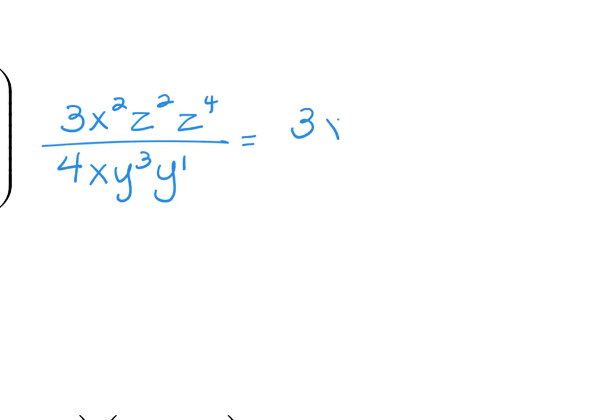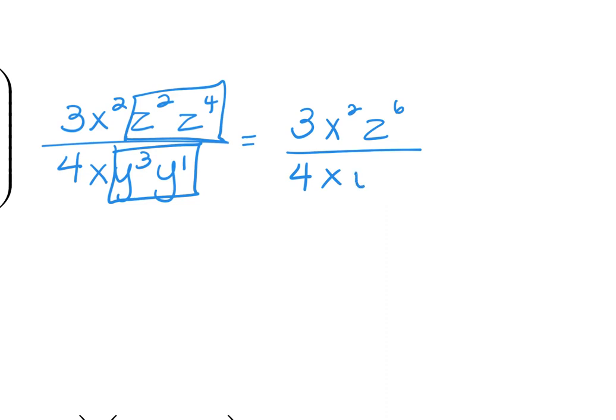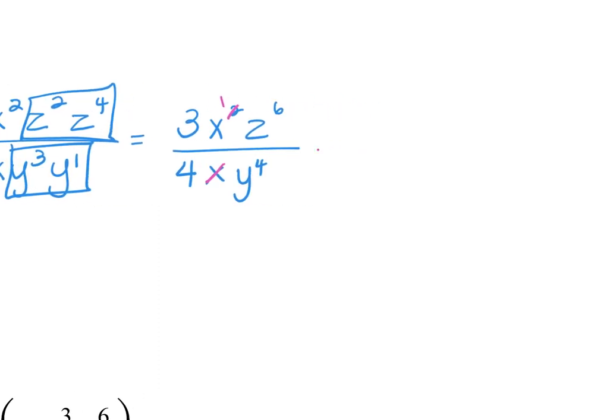So I get 3x to the 2nd. I'm going to combine these. Z squared times z to the 4th is z to the 6th. And then 4x y to the 3rd times y to the 1st is y to the 4th. And then we've got an x in the bottom, 2 in the top. So I subtract, leave it in the top where the exponent was larger. And I've got y to the 4th and z to the 6th. Oh, sorry. Those are different variables, so they're going to stay. So I get 3x z to the 6th over 4y to the 4th.